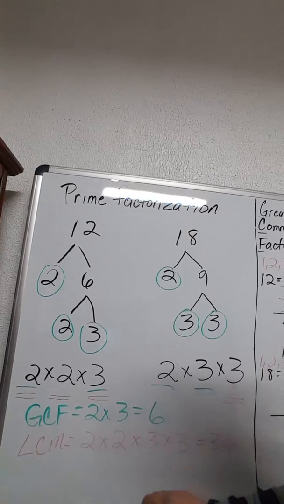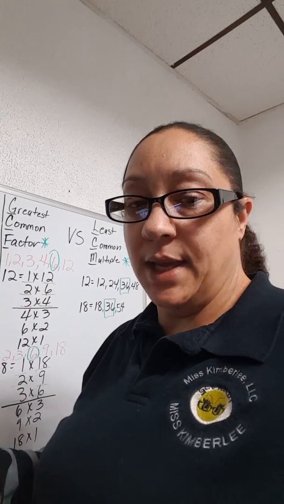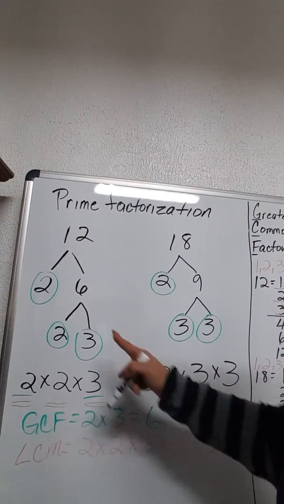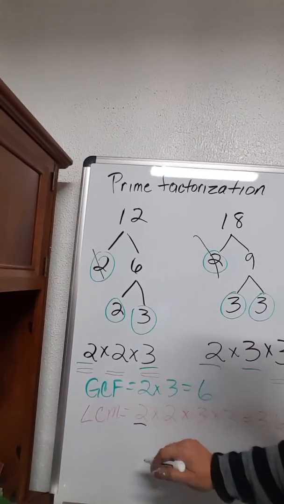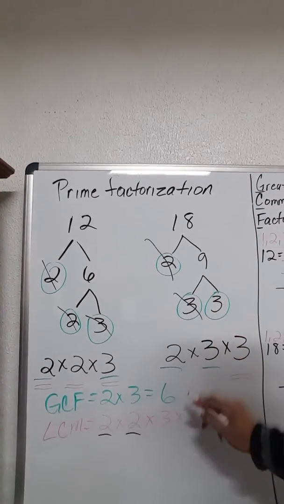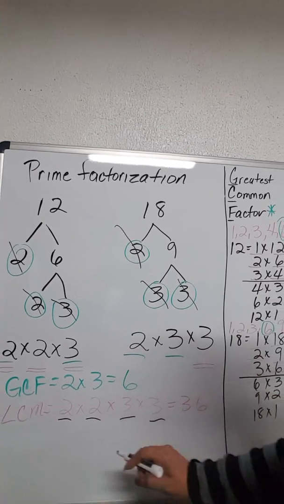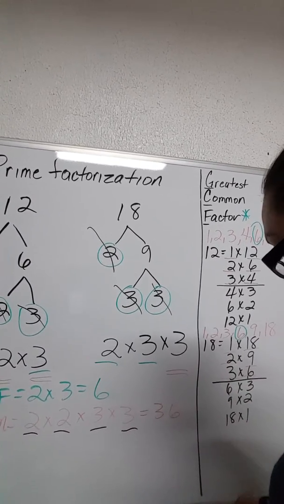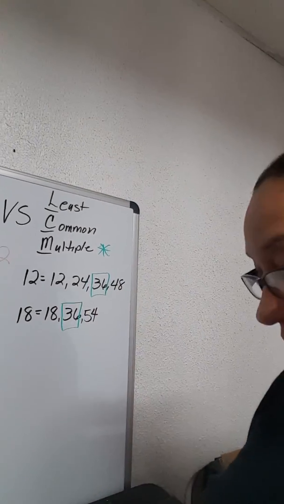And then here, the least common multiple, what you're doing is you're taking all of those numbers, but you're not duplicating any. So here we have 2. So we wrote 2. Then we have another 2, but none over here. So we wrote another 2. We have a 3. So we write a 3. Then we have another 3. And we wrote that. So if you do 2 times 2 times 3 times 3, you'll find that the number is 36. And then that'll give you the least common multiple that we have over here.